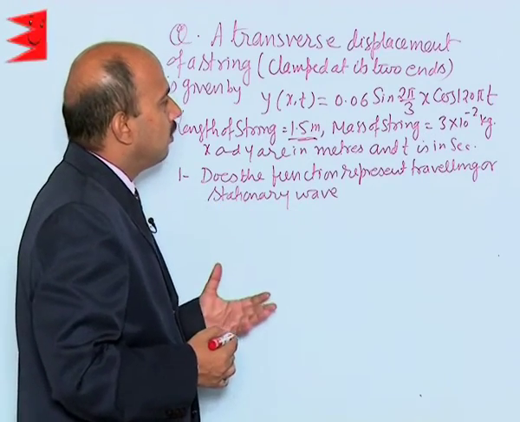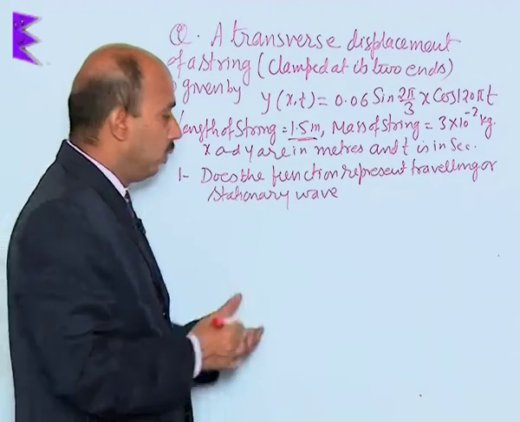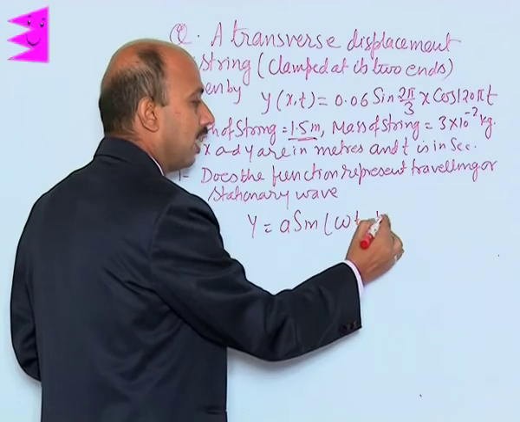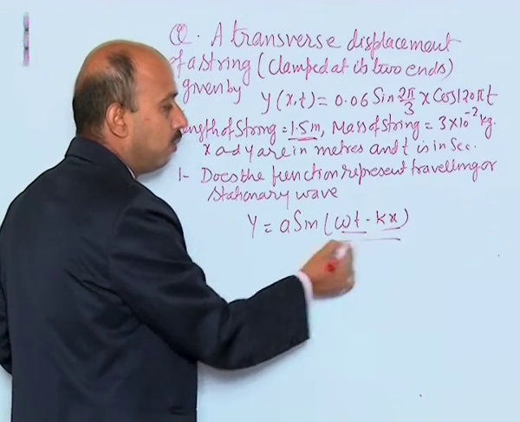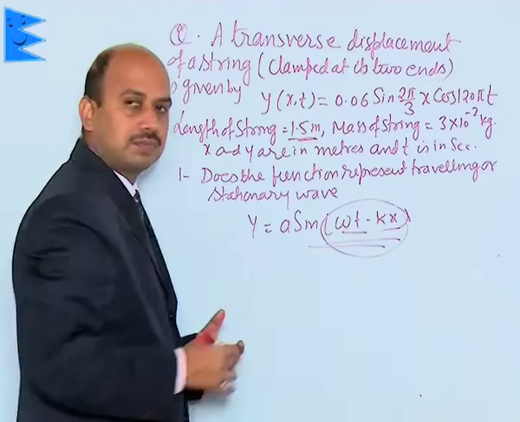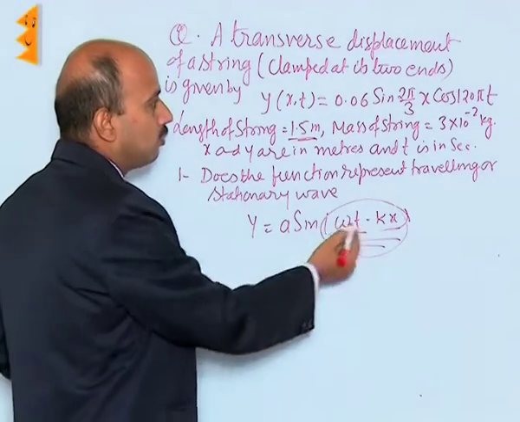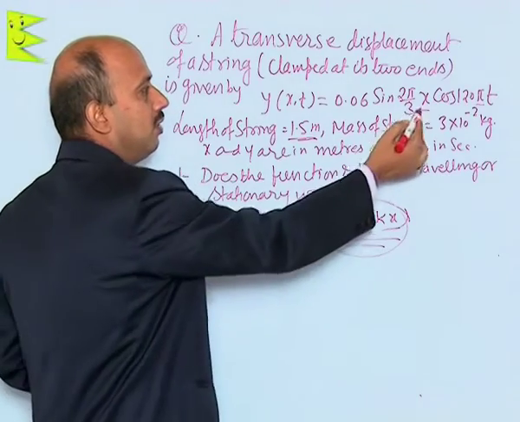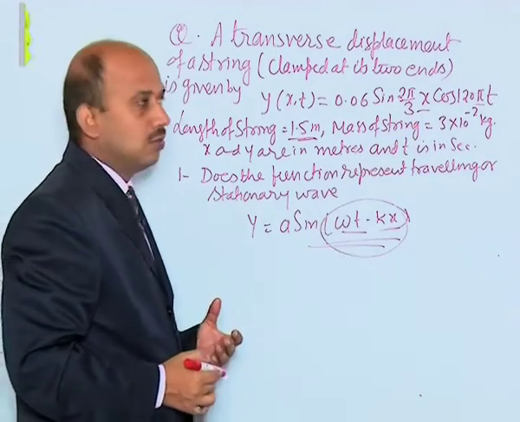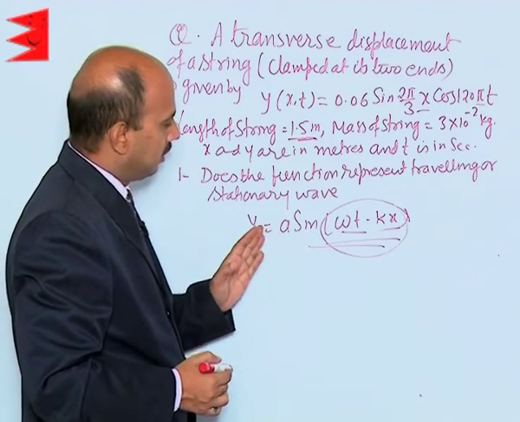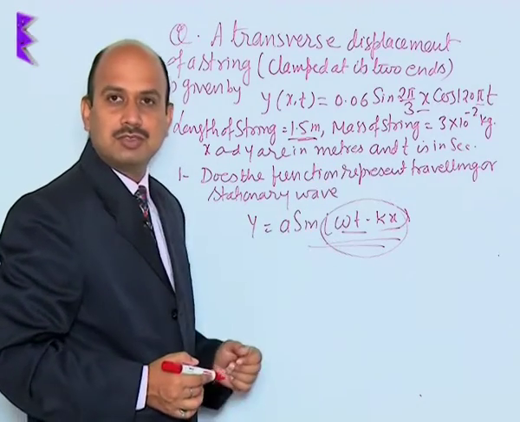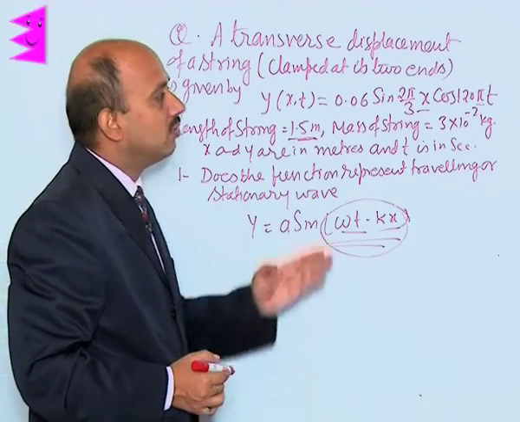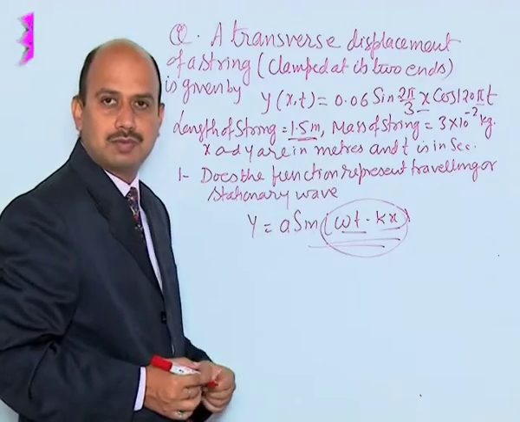First part of the question here: does the function represent travelling or stationary wave? Now see here, for the travelling waves we know y = a sin(ωt − kx). So, x and t both occur together in the same part, but here these two functions are different. x is here and t is here. So, x and t variables represent two separate functions. Therefore, this wave is not a travelling wave, this is an example of a stationary wave.